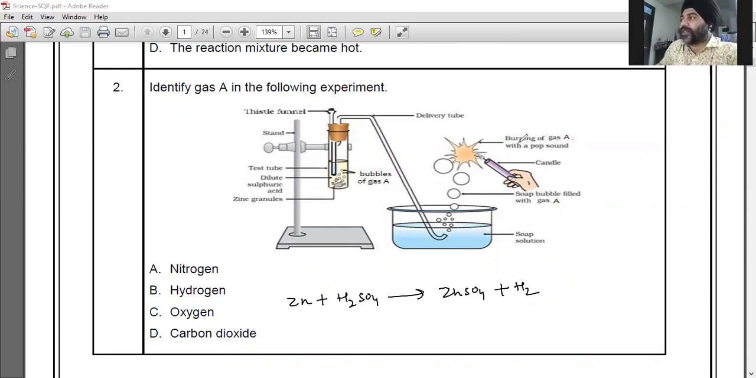You can see here it is given that gas A burns with a pop sound. So hydrogen gas burns with a pop sound. So it will be hydrogen gas. This was question number 2, which is from chapter number 3.